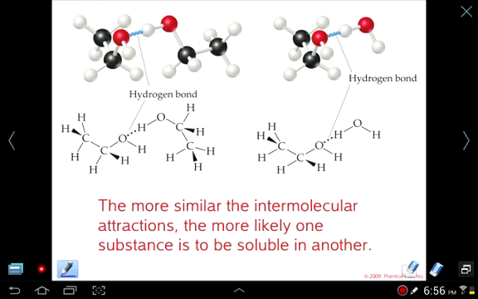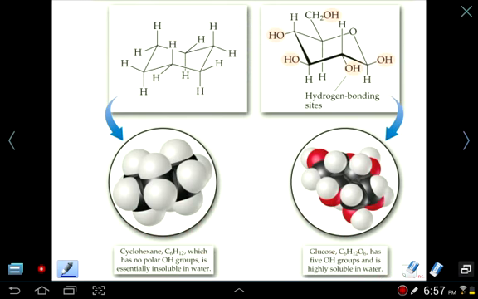And so the more similar the interactions, the more likely the substance dissolves. What you have here is a picture of hydrogen bonding. So you have a substance here that has an oxygen and a hydrogen, therefore it can form hydrogen bonds with one another. So if two substances have hydrogen bonding ability, they will dissolve in one another, is the idea.